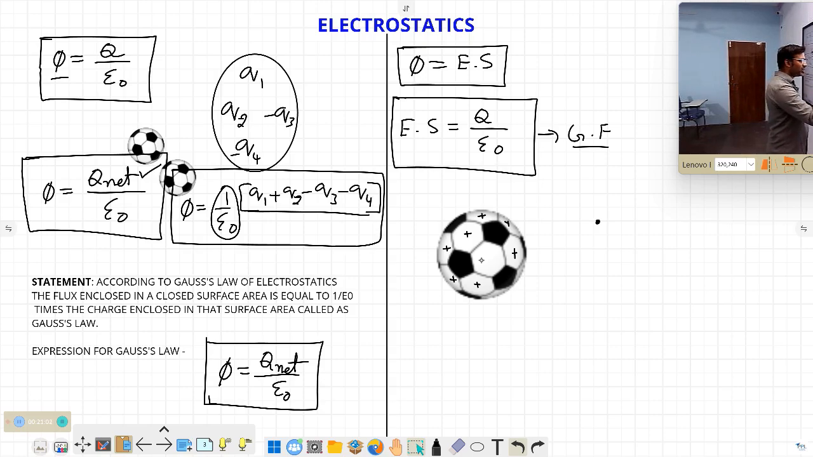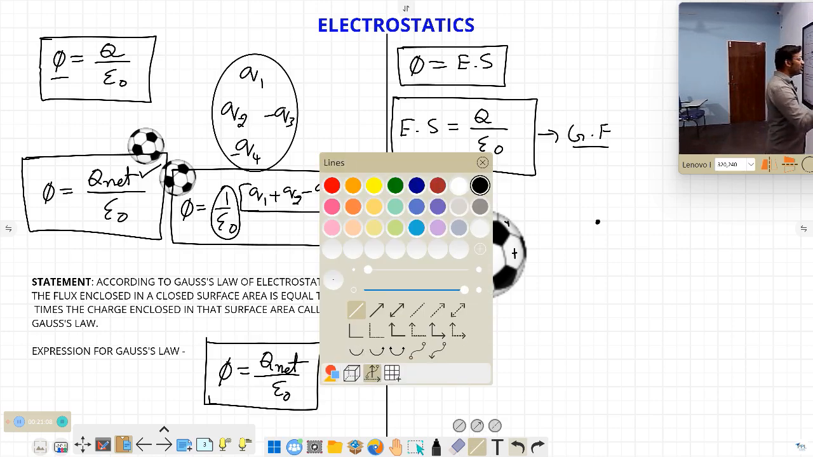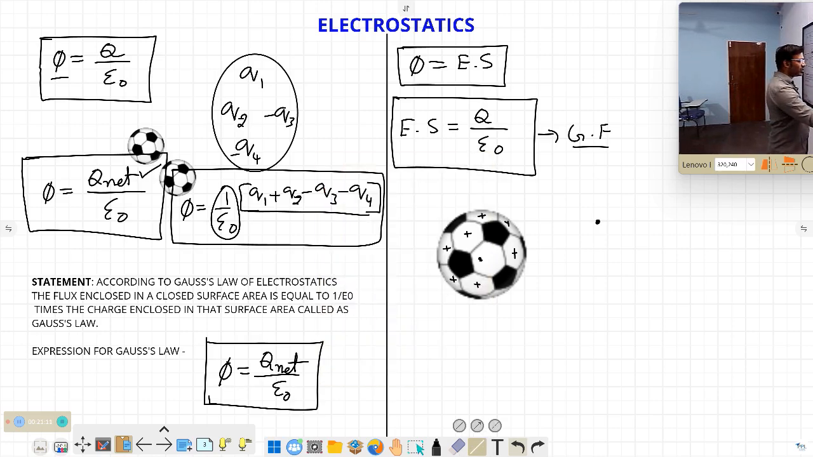From the center of the football, at what distance is that point present? First you have to take that line. This is the line I am taking here, along which the point is taken from the center. According to the distance, the electric field will depend. You know this is the center of the football, right?